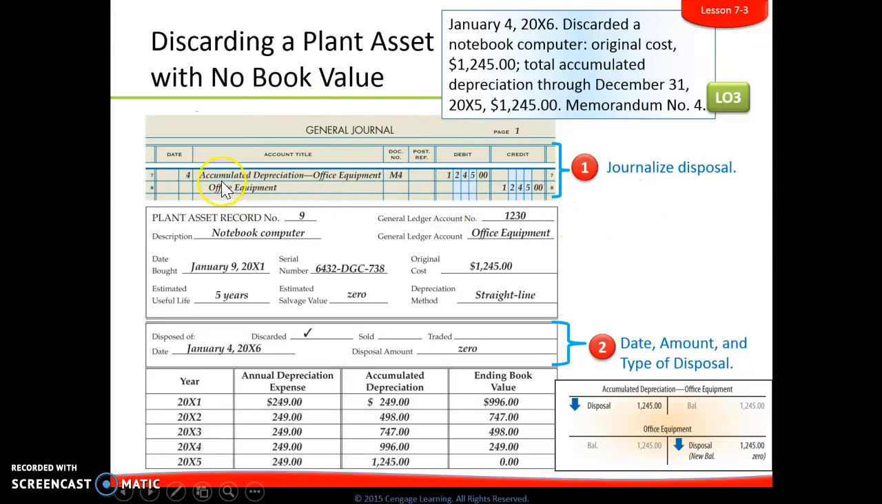Here we're going to debit accumulated depreciation of office equipment for $12.45, and then we're going to credit office equipment for $12.45. We also need to put this onto our plant asset record sheet. Remember that the middle section is for when we dispose of our plant asset. Here it says discarded, so it's like we're throwing it away. We put the date that we got rid of it, and the disposal amount, which was simply 0.